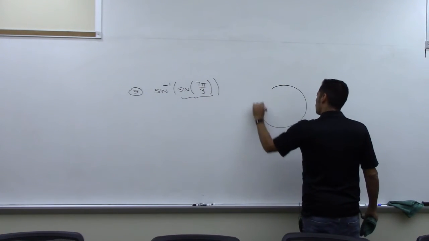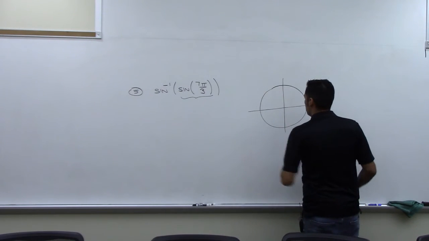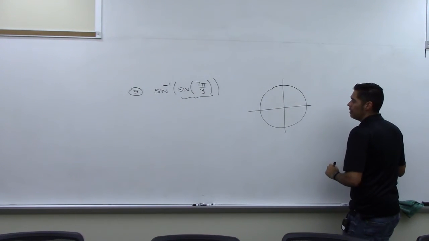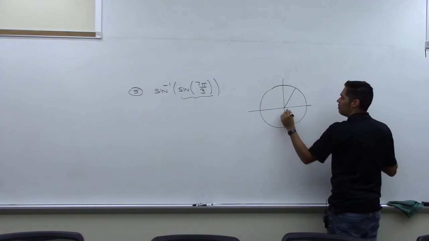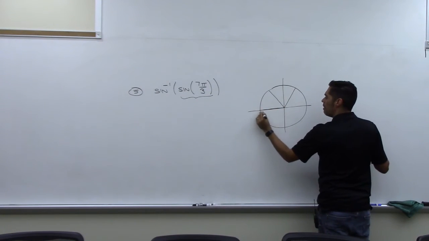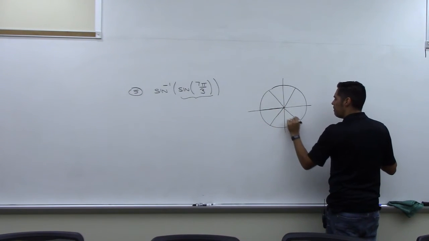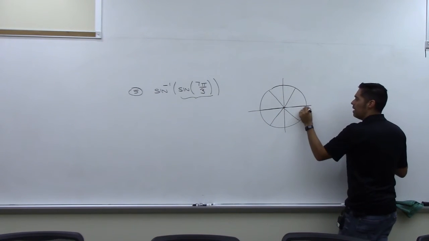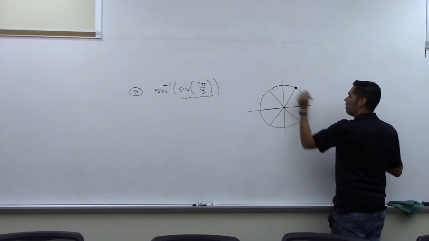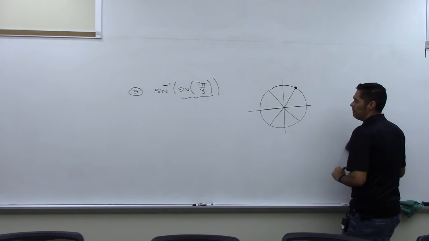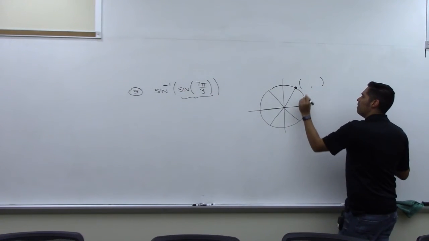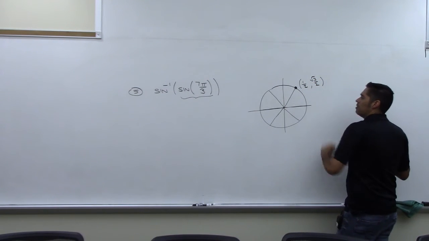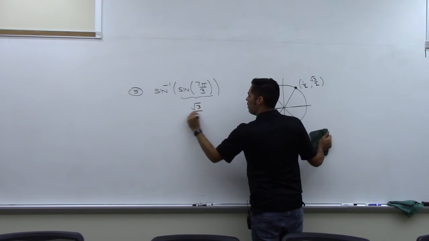Well, where is 7 pi over 3? You'd have to count your way around the circle, but this is 1 pi over 3, or pi over 3. This is 2 pi over 3, 3 pi over 3, 4 pi over 3, 5 pi over 3, 6 pi over 3, and then 7 pi over 3 would take you back here. So you just count your way around. If I say what is sine of 7 pi over 3, that means I want the y-coordinate, and this is that point. So this right here is root 3 over 2.